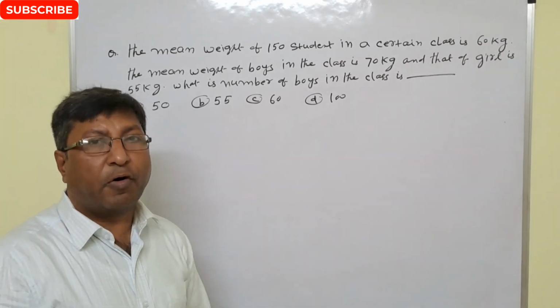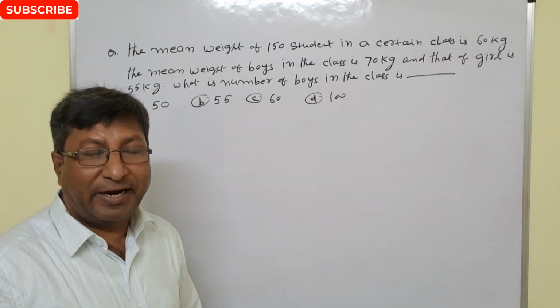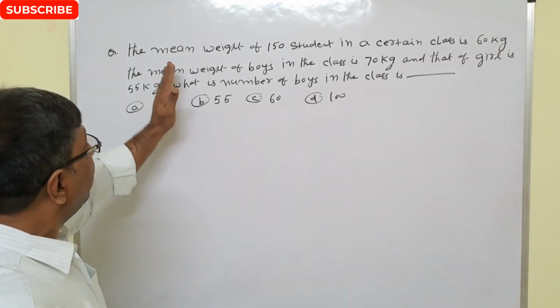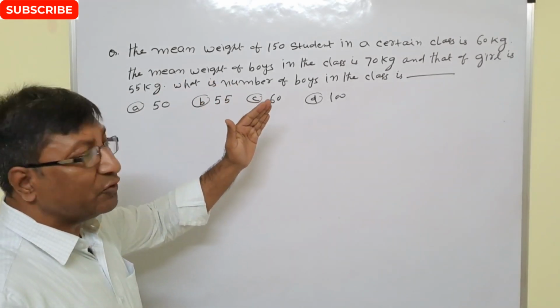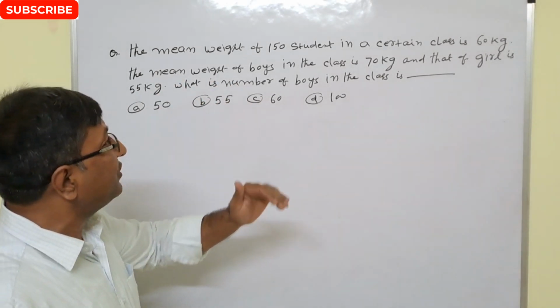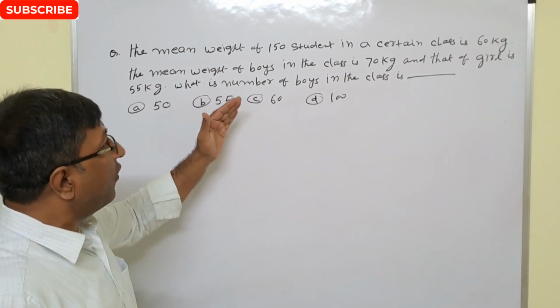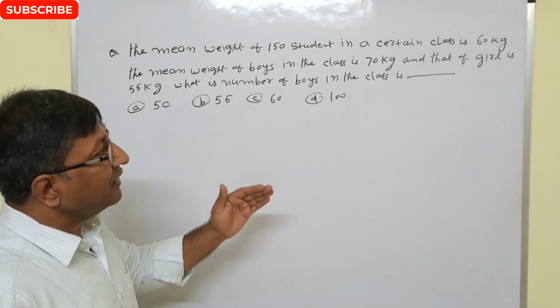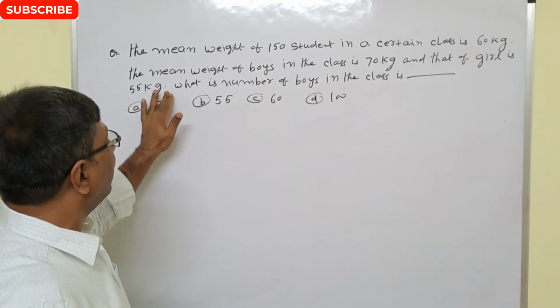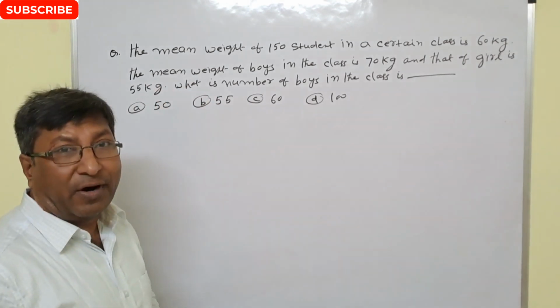The most important question of statistics. Let us see the question. The mean weight of 150 students in a certain class is 60 kg. The mean weight of boys in the class is 70 kg and that of the girls is 55 kg. So what is the number of boys in the class?